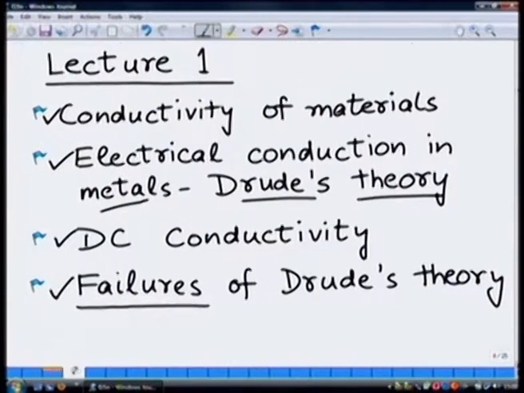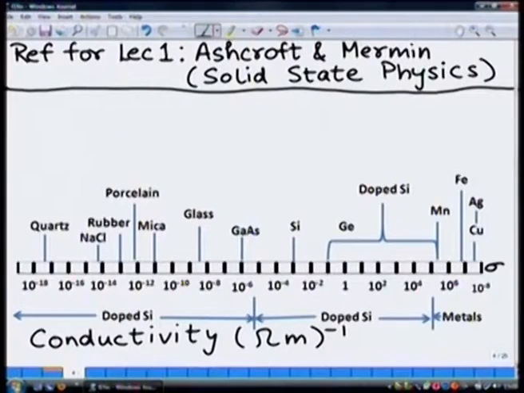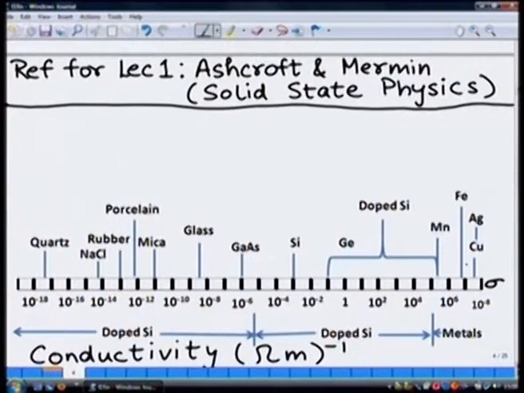Let us start looking at conductivity. For this lecture 1, and also subsequently a few lectures, in case you need more information, you could use this reference which is given in the course content itself, the Ashcroft and Mermin Solid State Physics. This is a somewhat advanced book. So, those of you who are curious could go through this also.